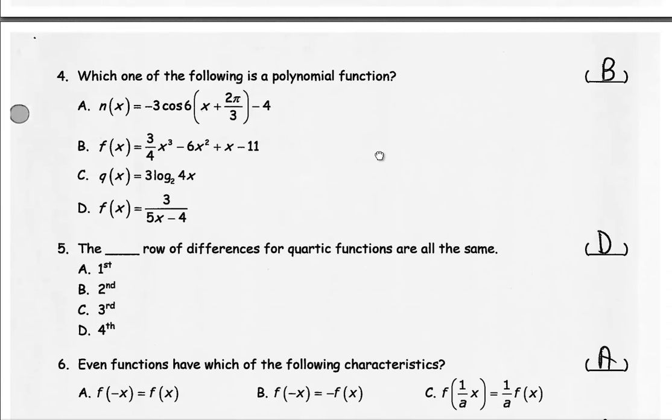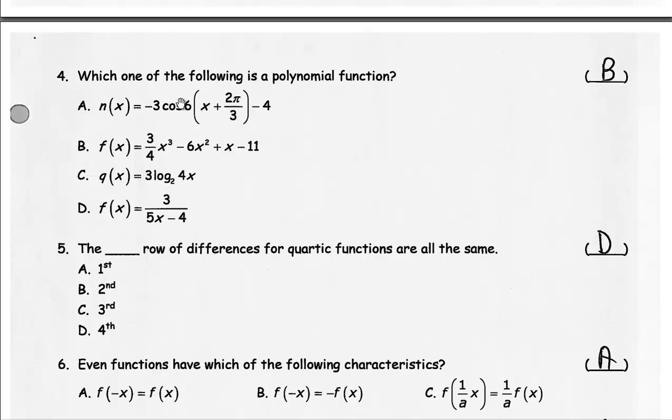For number 4, which of the following is a polynomial function? And the correct answer here is B. Notice that B's equation has only positive integers or whole numbers as the exponents, x to the power of positive 3, x to the power of positive 2, x to the power of positive 1. The negative 11 is just a constant here. Now the coefficients could be a fraction, that's okay, like the 3/4, but that is a polynomial function.